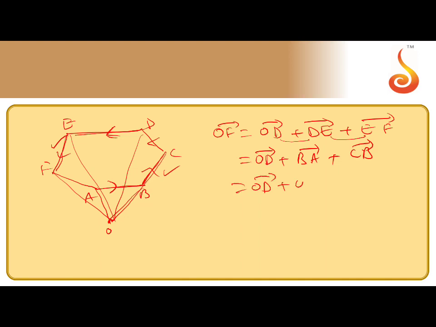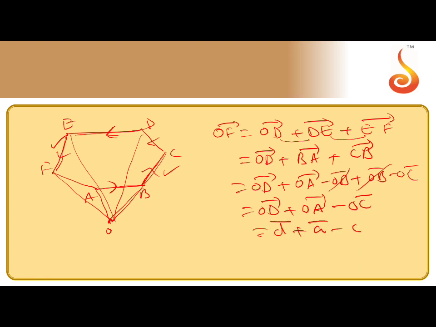OD plus OA minus OB, OB minus OC. OB gets cancelled. Finally, OD plus OA minus OC. OD is given as D bar, OA is A bar, and OC is C bar. The answer will be A bar plus D bar minus C bar. Check the options. Which option is matching with this one?